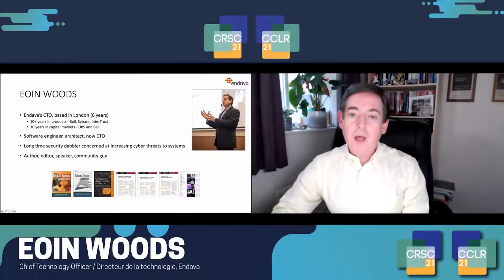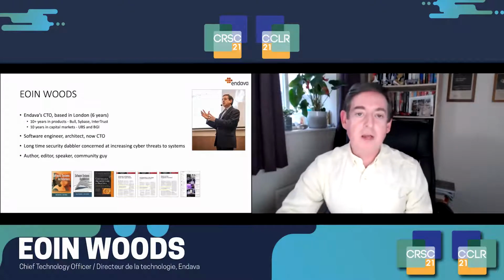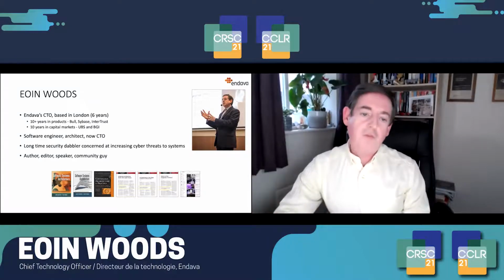My name is Eoin Woods. I work for a company called Endava. We build a lot of software for other people. There's about 8,000 of us now. I've been there for 6 years. I'm based in the London office, but we have people in many countries across the world.